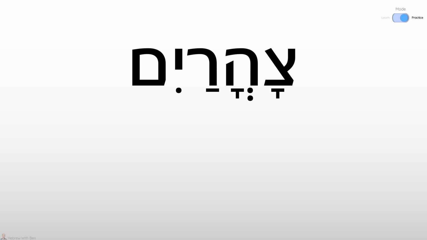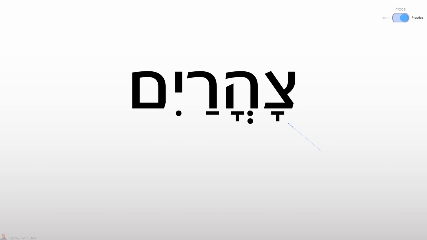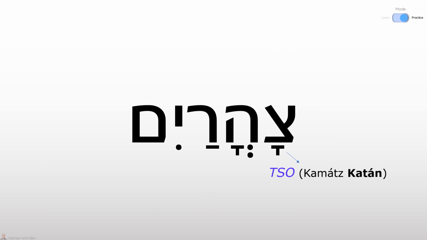If you saw the Kamatz Katan lesson, you should recognize the word on the screen. In addition, according to the Hebrew Nikud rules, the Kamatz on the letter Tzadi is Kamatz Katan because it precedes a Chataf Kamatz. Opinions are divided over this issue. Some say that Kamatz Katan should indicate the vowel A before Chataf Kamatz. Technically, both pronunciations are acceptable. In any case, we are going to stick with the sound O for this course.